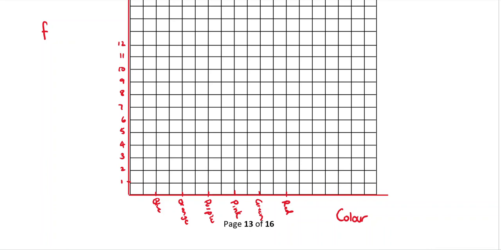Okay, the line graph is a dot. You draw a dot for every bit of data. So blue, we're going to put a dot at 12. Orange, we put a dot at 1. Purple, a dot at 3. Pink, a dot at 4. Green, a dot at 6. And red, a dot at 1. And then you draw a line connecting each one of those.